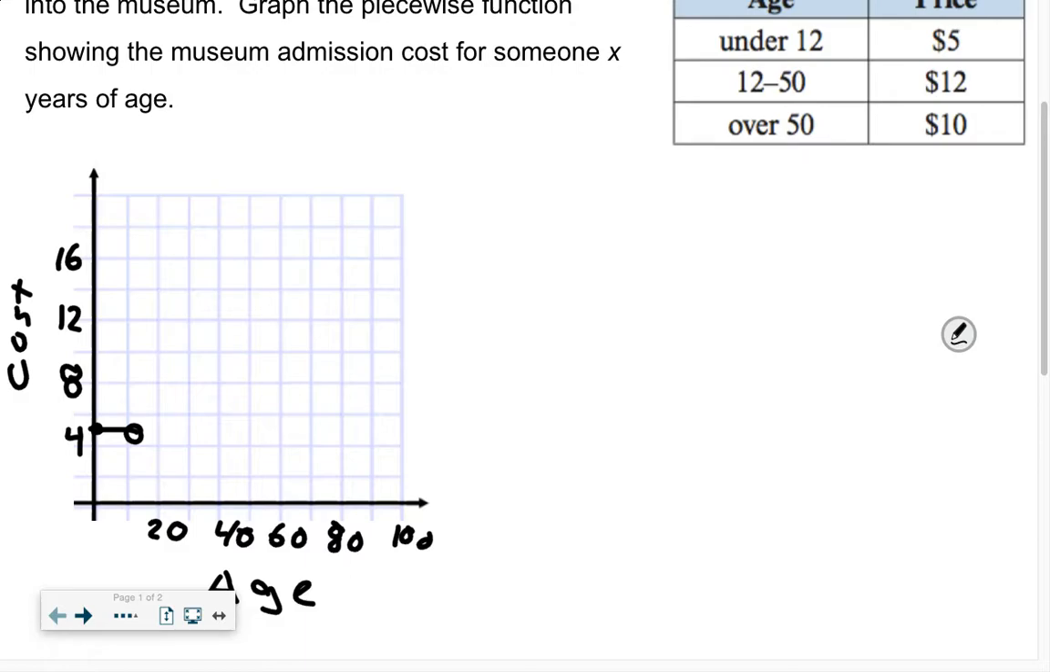For the second interval, it's going to be from 12 to 50, and that's going to be $12. So if we go to 12, and that's approximately at 12 years of age, and we're going to go all the way over to 50.